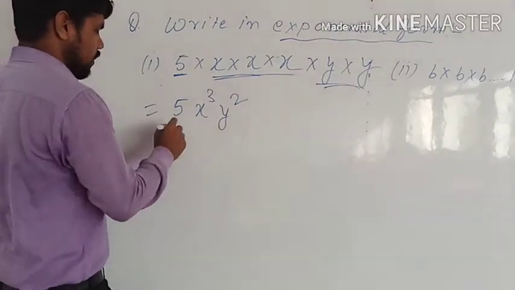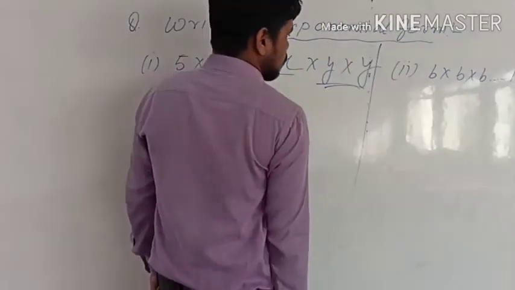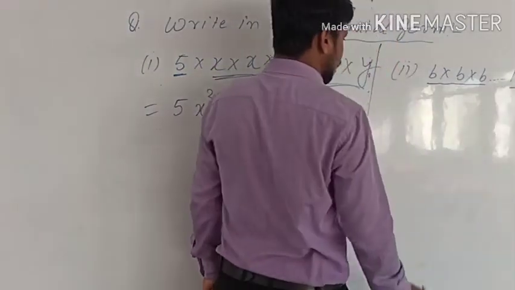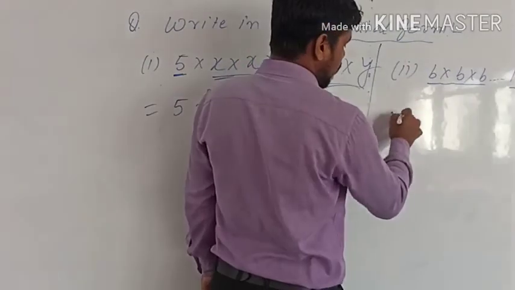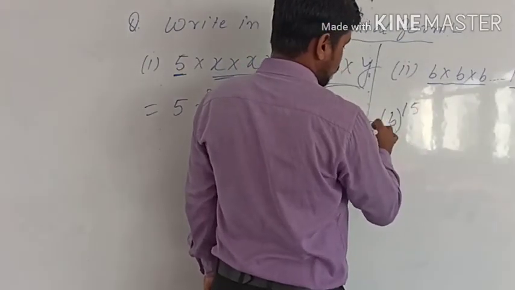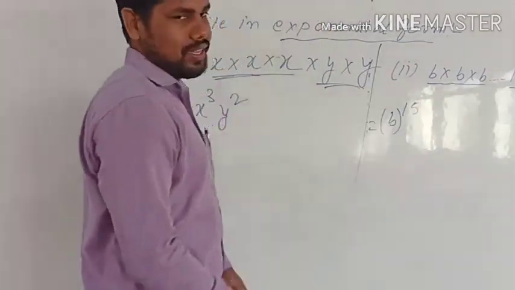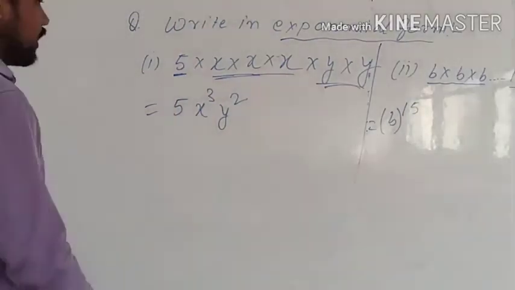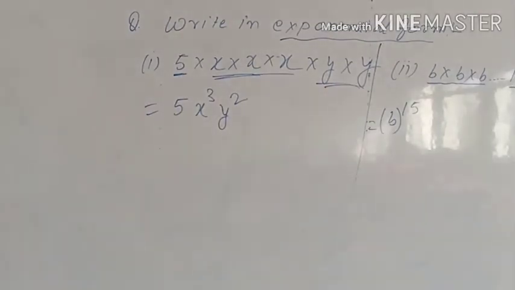And the second one, this one will be b multiplied b up to 15 times. So 15 times means b to the power 15. So this will be the exponential form of this. Like this, any question that asks for exponential form, you can write like this. Just opposite of that we have the expanded form also.